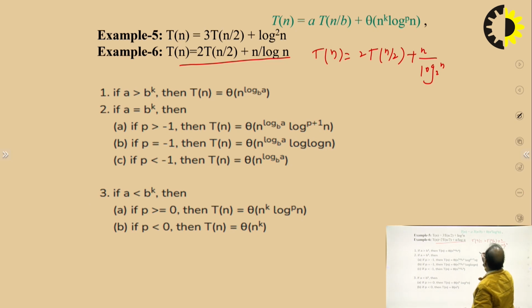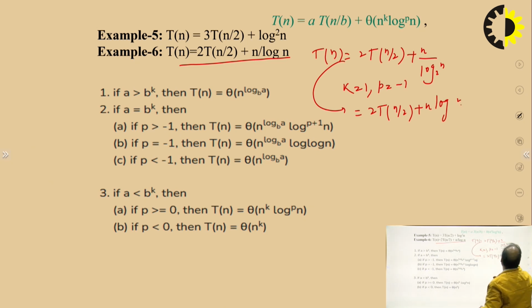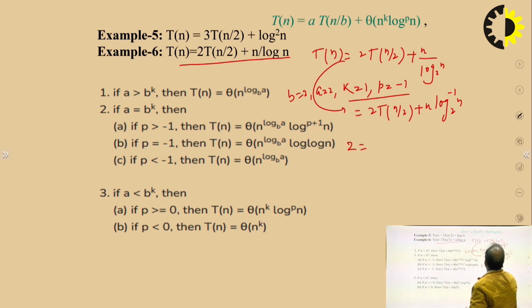So now here, if you understand it very well, k is 1 and p is minus 1, because this can be written as 2T(n/2) plus n log base 2 to the power minus 1 of n. So p is minus 1 here, right? And now a is 2 and b is also 2, right? So a is 2, b to the power k, 2 to the power k, k is 1. That means 2 equal to 2.